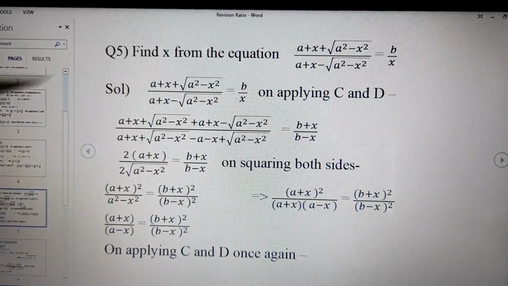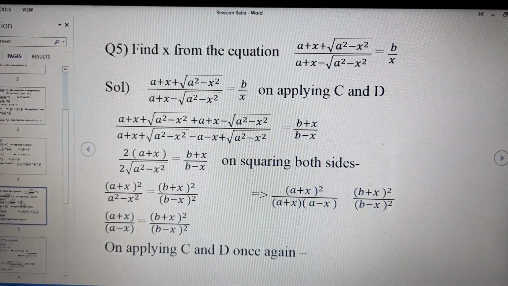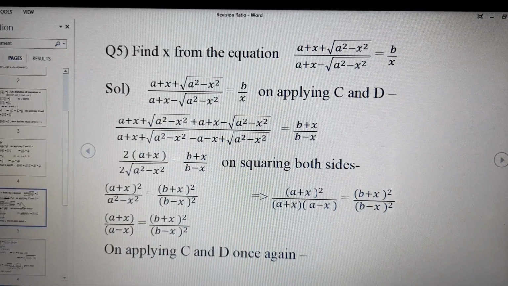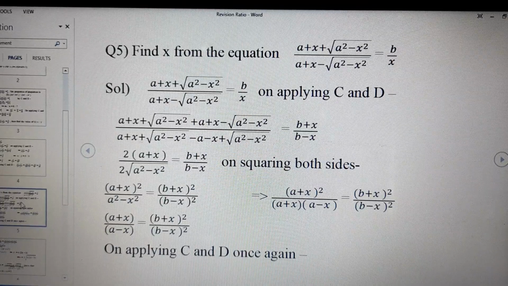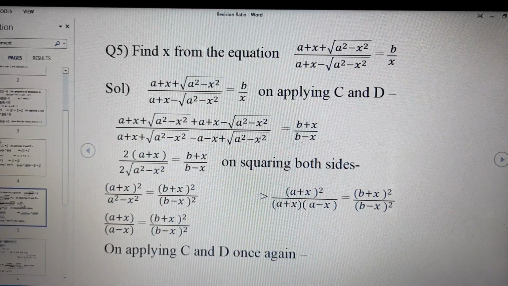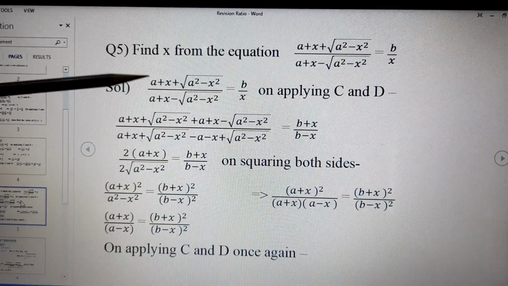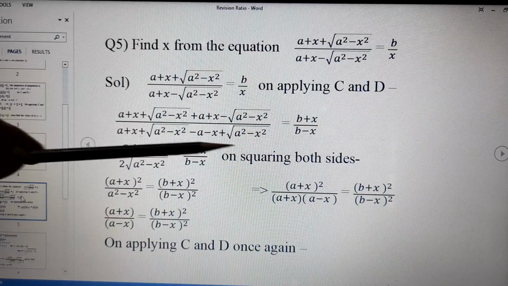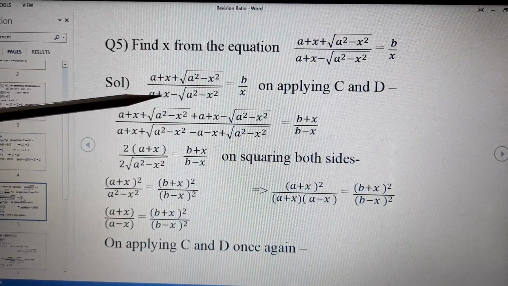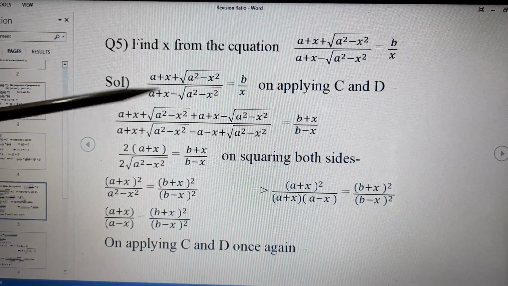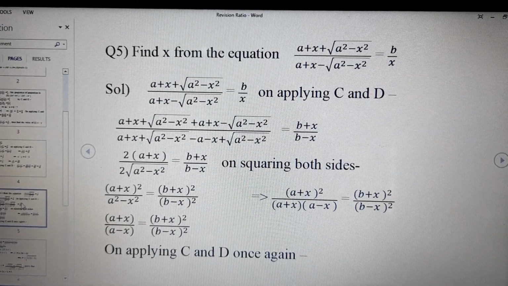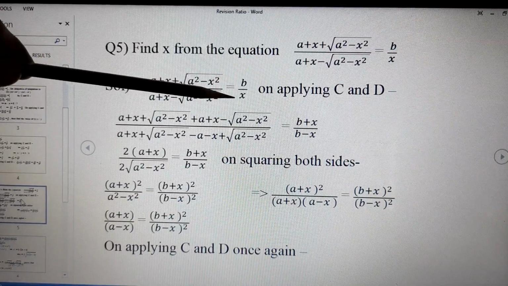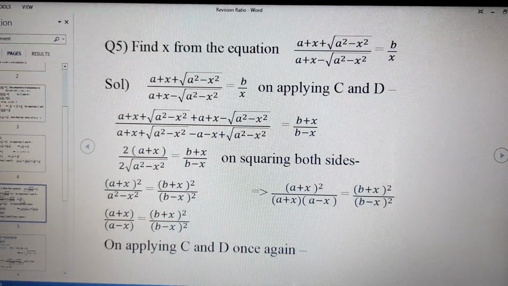Again, we can see that the numerator and denominator are almost similar with a difference of plus and minus sign. So we'll apply componendo and dividendo in order to simplify them. Clear? So if we apply numerator plus denominator, numerator minus denominator, we get minus a minus x plus under root a square minus x square. Clear? And if we apply componendo dividendo on the other side, b plus x divided by b minus x.